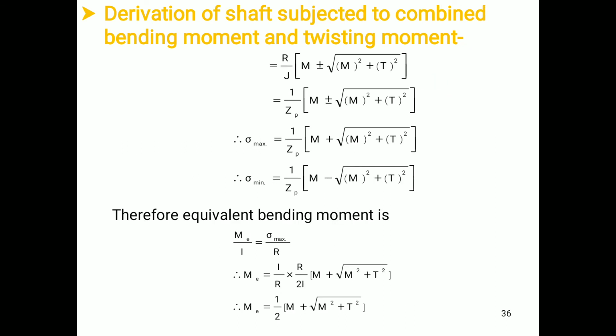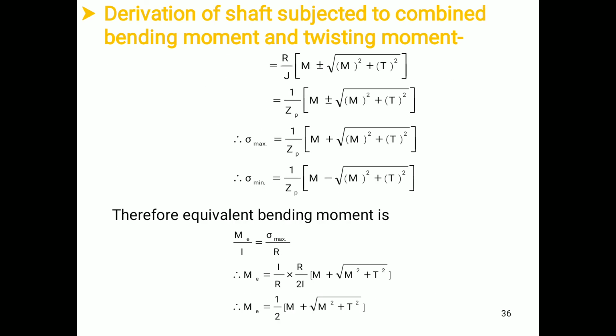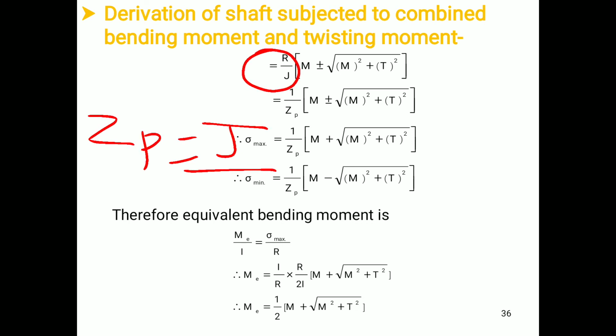Therefore after rearranging this equation, R upon J equal to this, we will have 1 upon Zp into bracket M plus-minus under root of M square plus T square. Remember that this R upon J is nothing but 1 upon Zp, because Zp is the polar section modulus and it is J upon R. So it is the inverse of Zp.